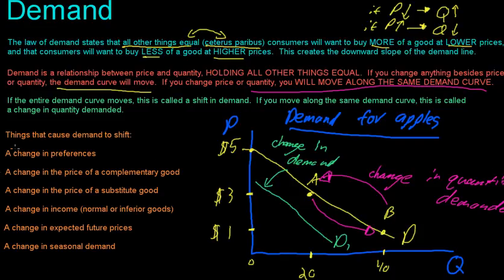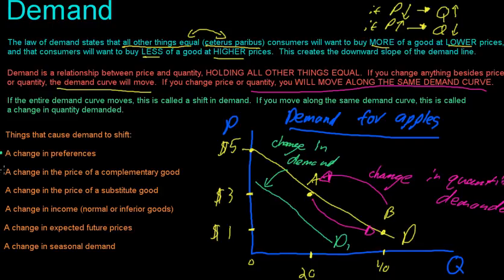A change in preferences would be like if all of a sudden we found out that there's a chemical in apples that gives you cancer. If that were discovered, a lot fewer people would buy apples. In fact, the demand would probably shift from up here all the way down here, where practically no one buys apples even if they're 2 cents. So that's a change in preferences.